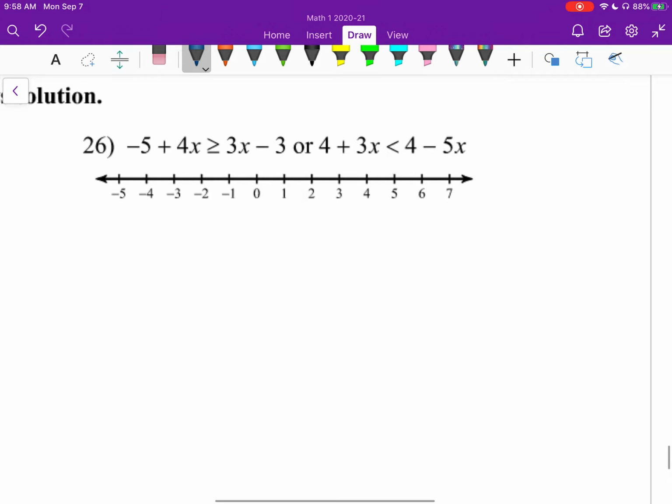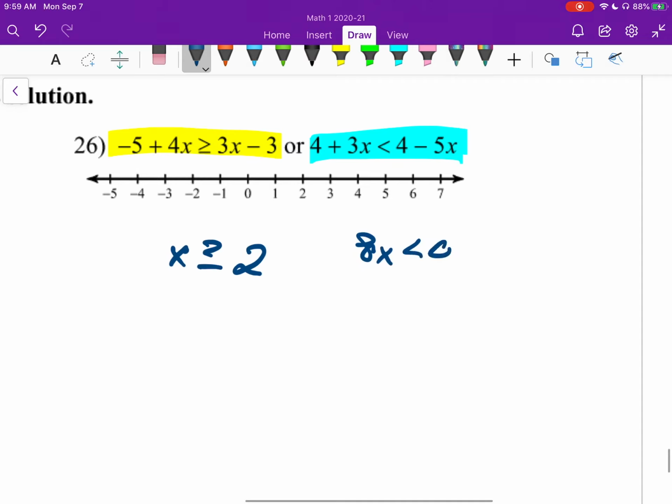Number 26. Here, let me highlight these so that I can think about it better. We'll start off, in the yellow one, I'm going to put the x's on the left. So I've got 4x and 3x, that gives me an x. And I'll add my 5 over and I get a 2. And the other one, I'm going to add my x's to the left again. So I get 5, 6, 7, 8x is less than 0, right? Because I put my 4's together. So x is less than 0, right?